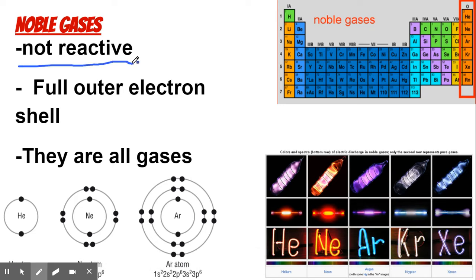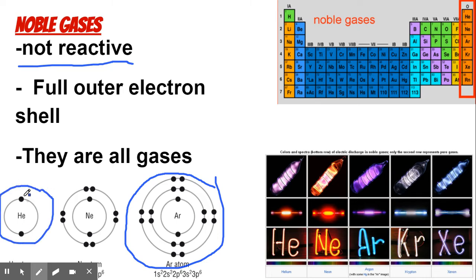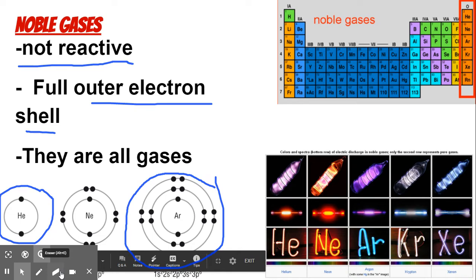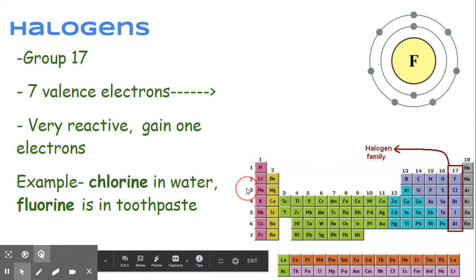Well, we've been saying that everything wants to have a full outer shell. Well, the noble gases already have a full outer shell, right? So this has 8, this has 8, helium has 2, which is also considered full for the first energy level. So all of these are gases and they all have full outer shells, therefore making them non-reactive because they're basically already happy. They don't want to lose or gain electrons. They're happy. Okay. So basically, everything wants to react to be like a noble gas.